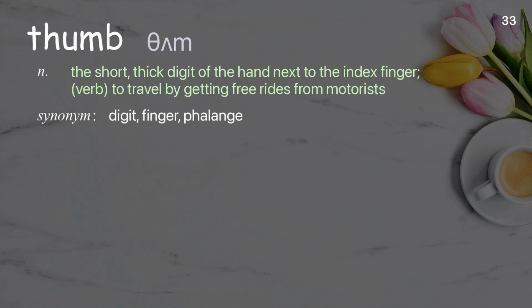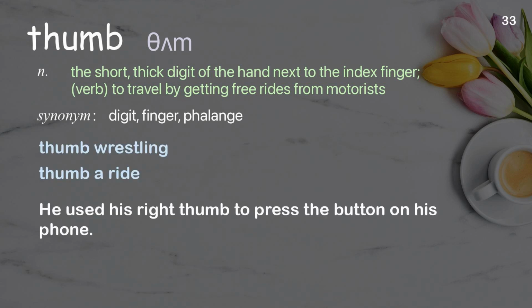Thumb. The short, thick digit of the hand next to the index finger. Verb: to travel by getting free rides from motorists. Examples: Thumb wrestling. Thumb a ride. He used his right thumb to press the button on his phone.